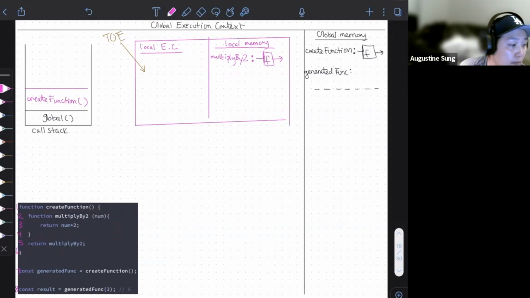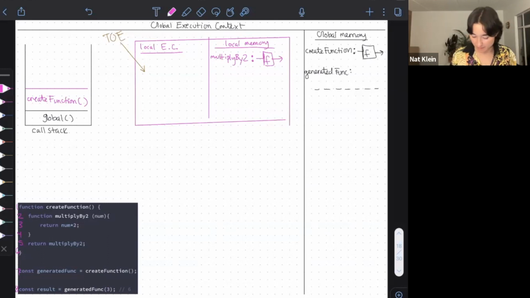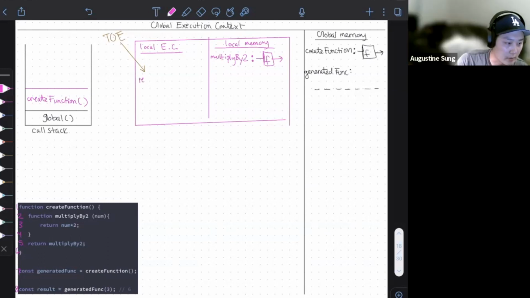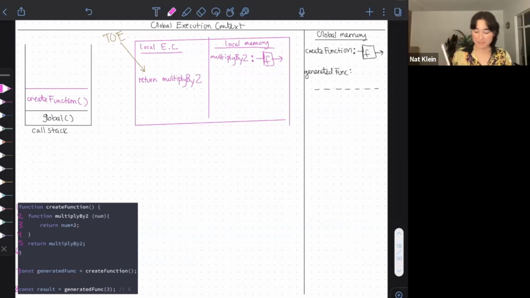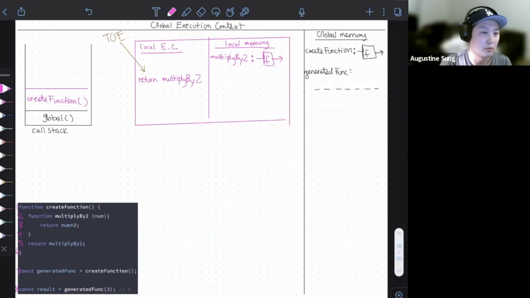Line 5. Exactly. And what is line 5 asking us to do? We are just returning the function definition of multiply by 2 into our global memory under generated func. Beautiful, beautiful technical communication. I'm going to take one step back. If I'm the interpreter and I see this line 5, return multiply by 2, where am I going to look to find out what the value of multiply by 2 is? You would look first in the local memory.